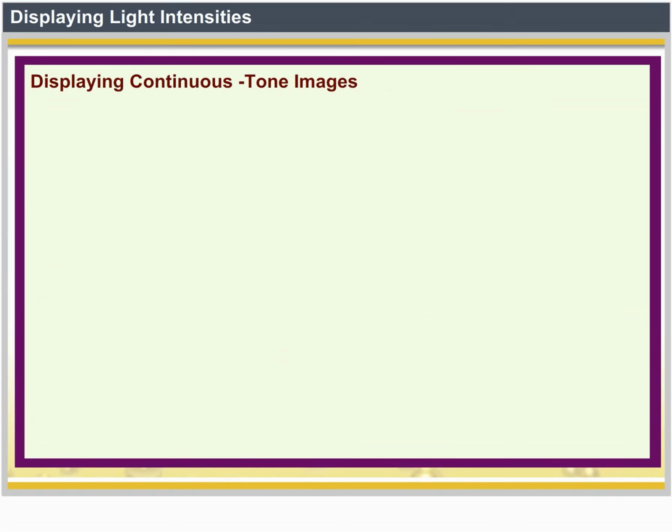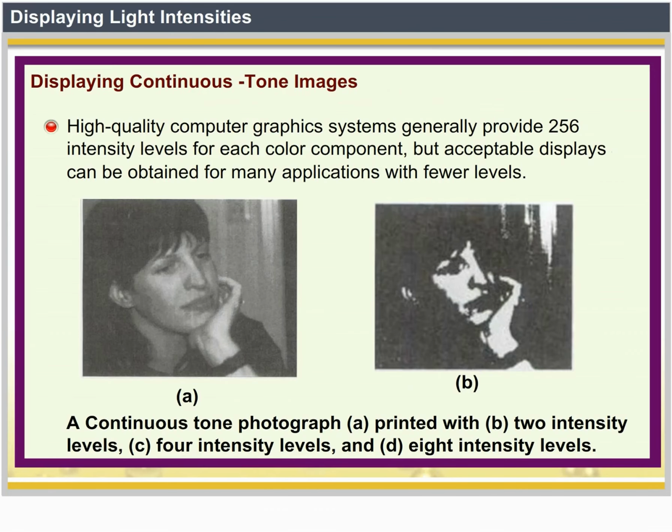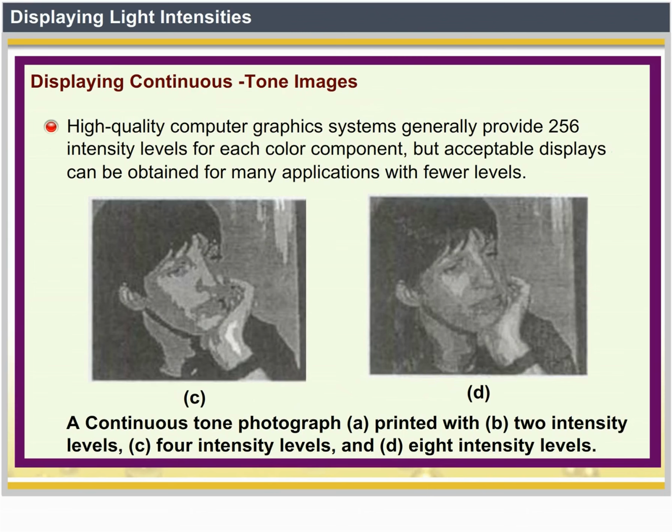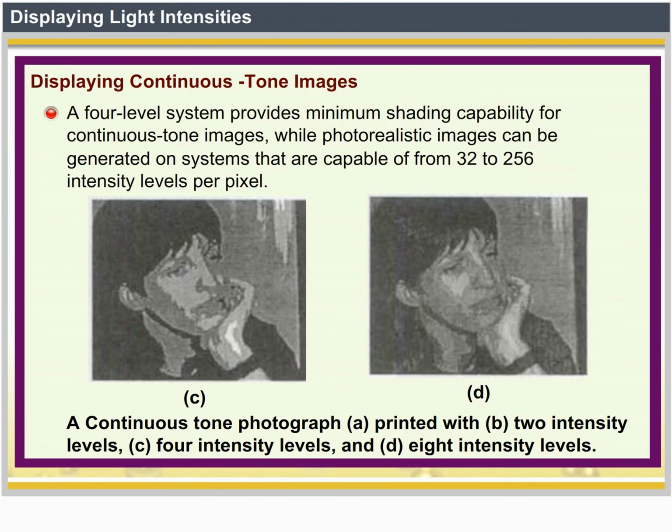Displaying continuous tone images. High-quality computer graphics systems generally provide 256 intensity levels for each color component, but acceptable displays can be obtained for many applications with fewer levels. A 4-level system provides minimum shading capability for continuous tone images, while photorealistic images can be generated on systems that are capable of from 32 to 256 intensity levels per pixel.